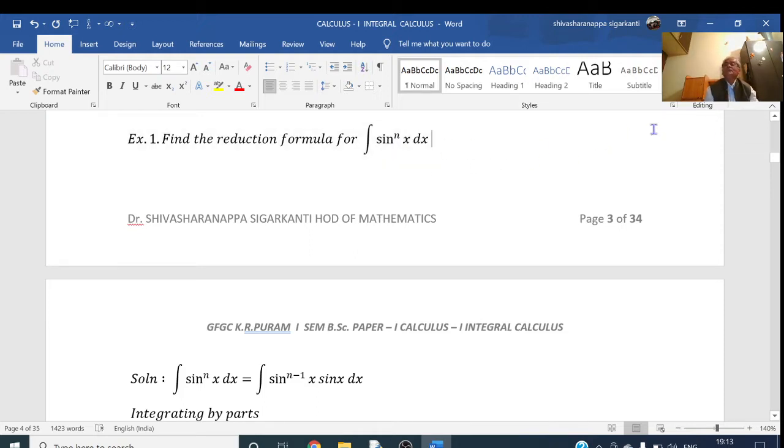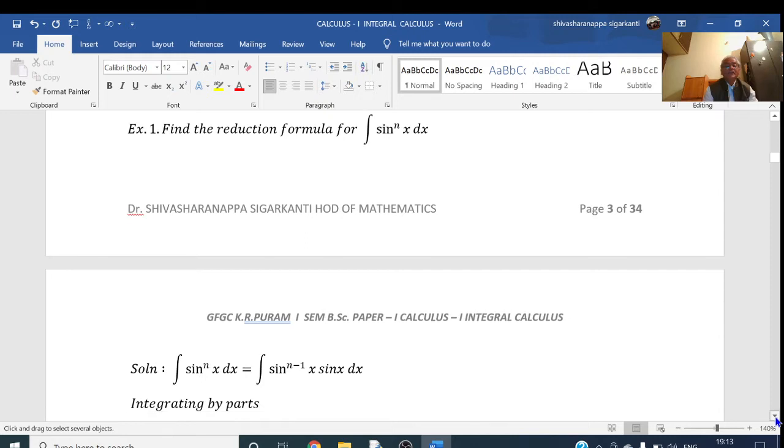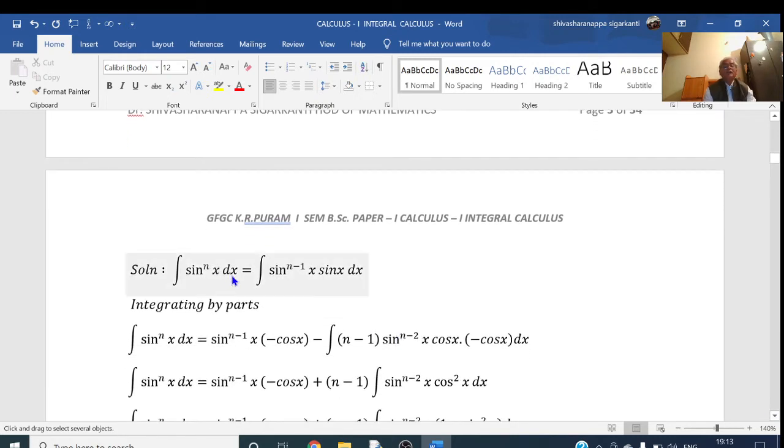Here our integration is sin x to the power of n into dx. Let me write this integral, sin x to the power of n dx, is equal to integral of... I will split this power. I write this as sin x to the power of n minus 1 into sin x dx.